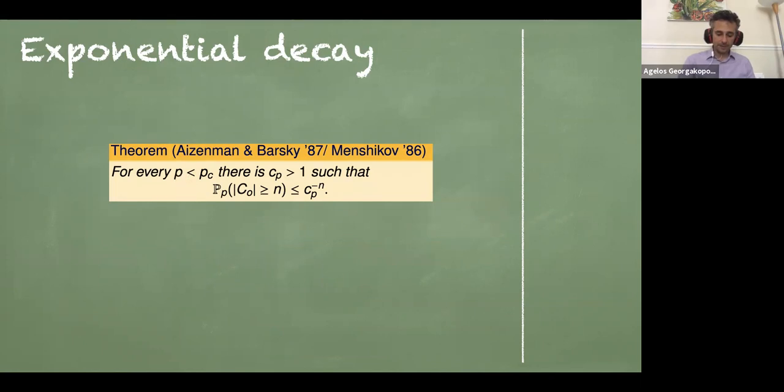Below PC, the probability that the cluster of the origin has size n decays exponentially in n. This is, in my opinion, perhaps the most fundamental theorem of percolation theory. For example, if you want to prove that PC of the square lattice is a half, this is a surprisingly hard theorem, and the bottleneck is exactly this exponential decay. If you know this, then this becomes simpler. And we will see further applications today.